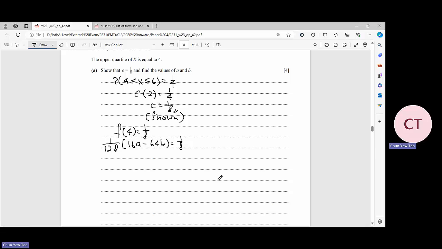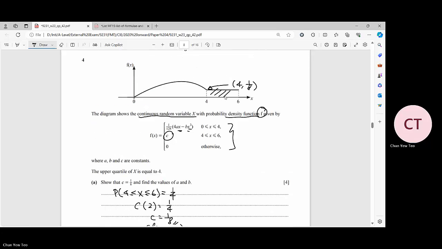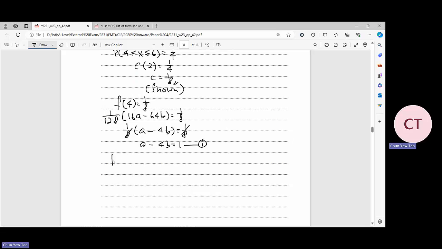Factorize the 16 out. Then you get 1 over 8 of (A minus 4B) equal to 1 over 8. Cancel it, and you get A minus 4B is equal to 1. Okay, that is my first equation. For the second equation, like what we mentioned just now, this part is 1 over 4. That means this part will be 3 over 4. So the probability from 0 to 4 will give you 3 over 4.